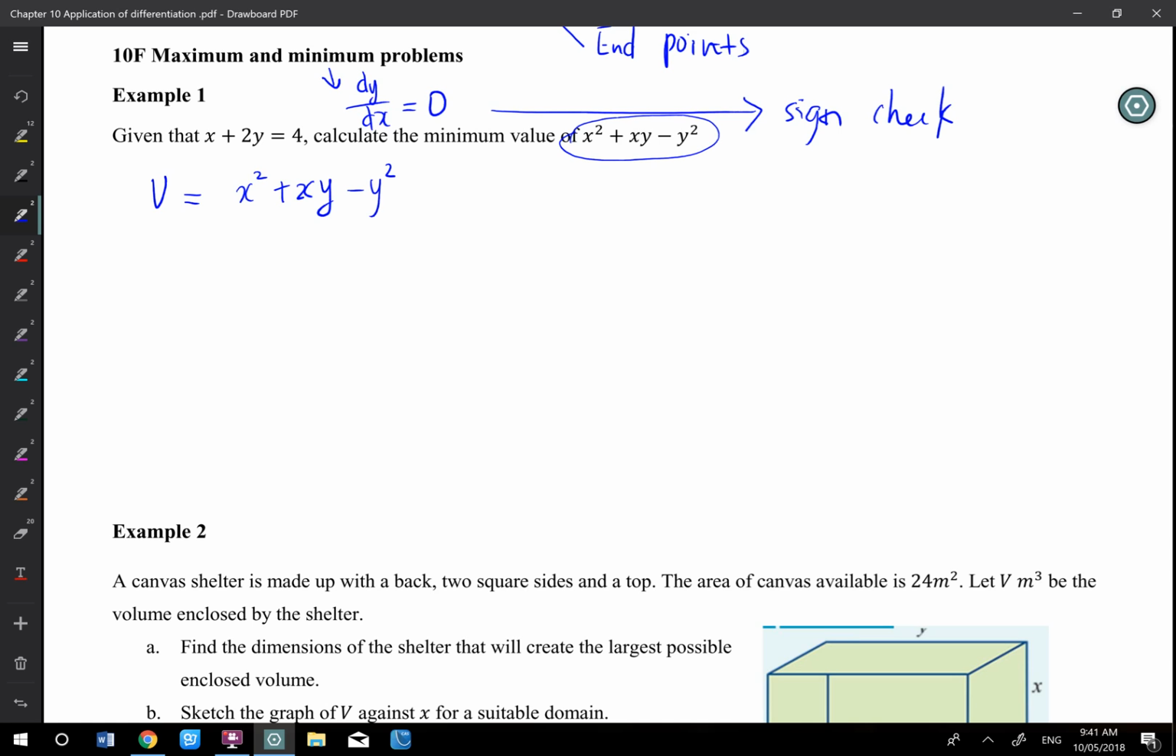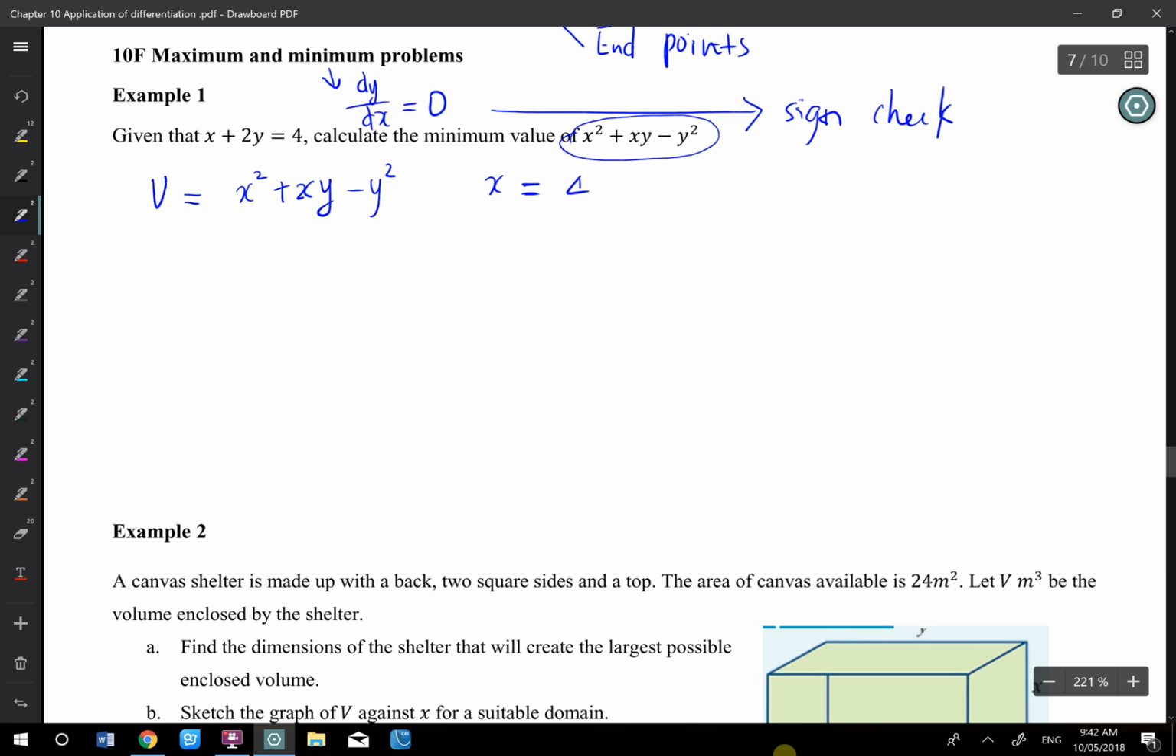I want a minimum value when I change x and y values. But because x plus 2y must be 4, I can change it all to 1 variable. We make x equal to 4 minus 2y. I can't derive with 2 variables, so I must change one.